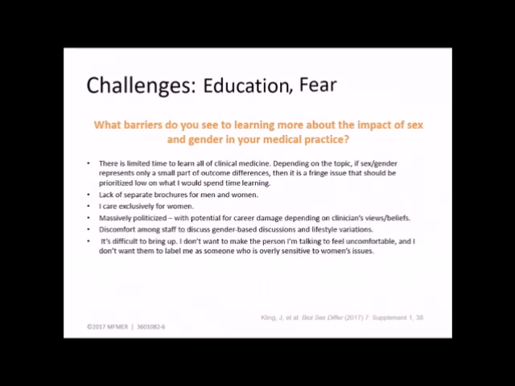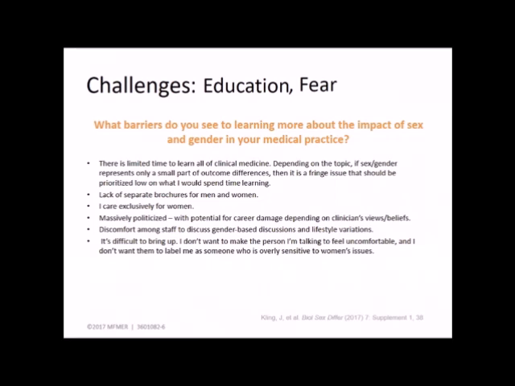Then we have this fear factor, which is, if we talk about sex and gender, it's massively politicized, and it can damage your career depending on what your view might be. So this strikes me as people really not understanding the difference between sex and gender, and that we're talking about biology and not political issues relative to reproductive rights or so on. There's discomfort among the staff because of lifestyle variations, but again, this is something you have to take into account when you have cultural and biological components of disease.